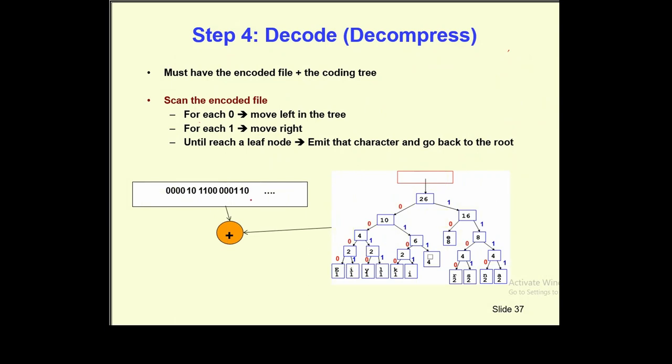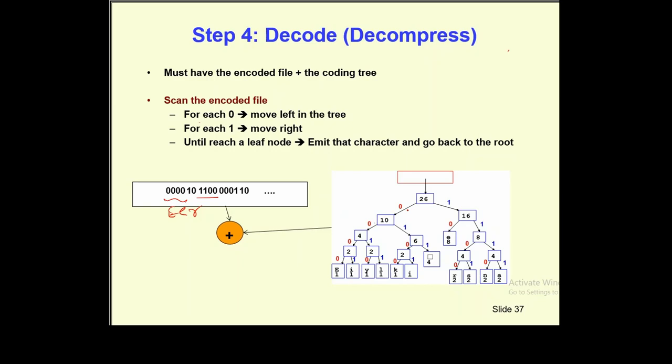This is the string. This is the tree. So, 0 0. Okay, let's start from here. 0 0 0 and 0. So it is E. Then again, now 1 0 1 0. It is small E. Then 1 1 0 0. It is R.